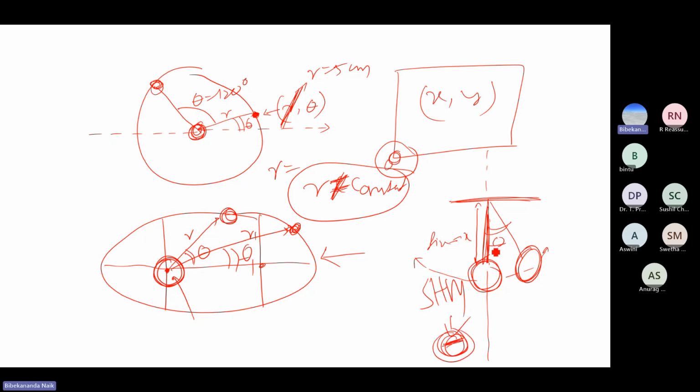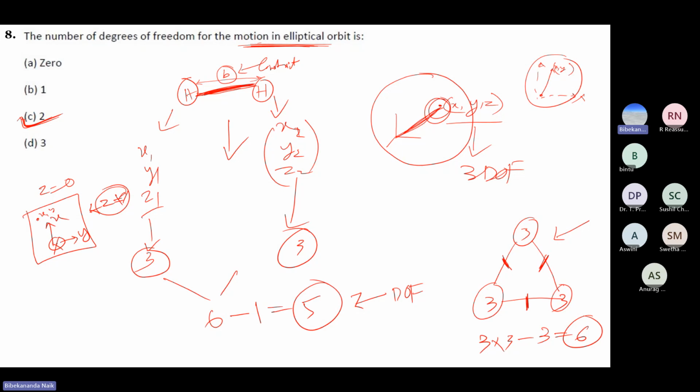So for simple harmonic motion, there is only one coordinate, theta. For different motions, we have different degrees of freedom or different coordinates. And if there are constraints, the degrees of freedom of that system are reduced due to the presence of those constraints. Is this clear to everyone?